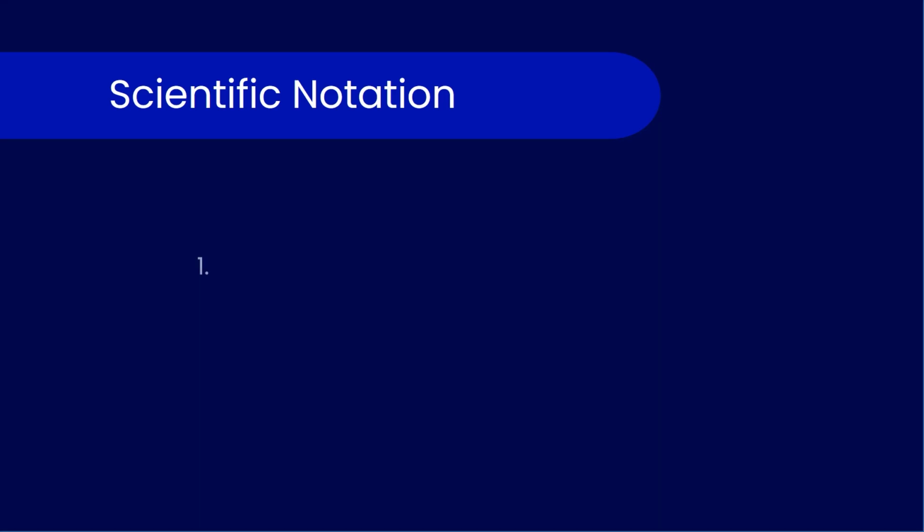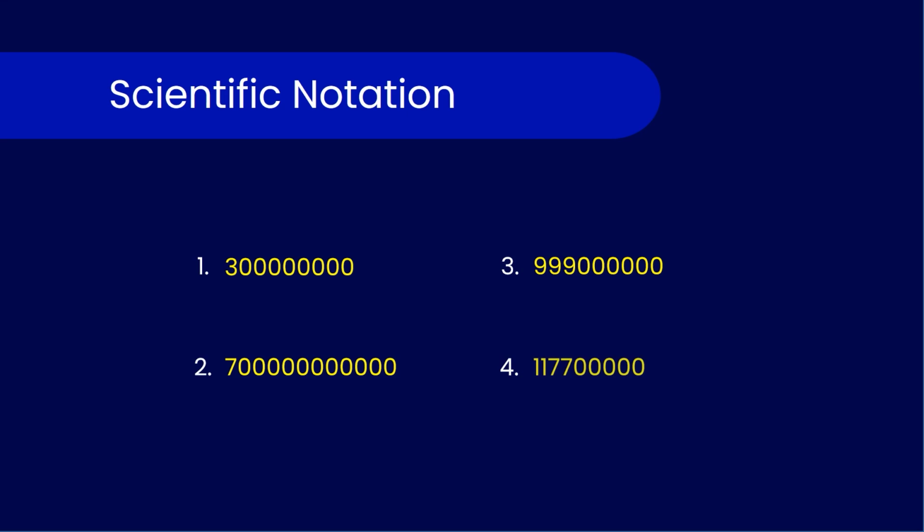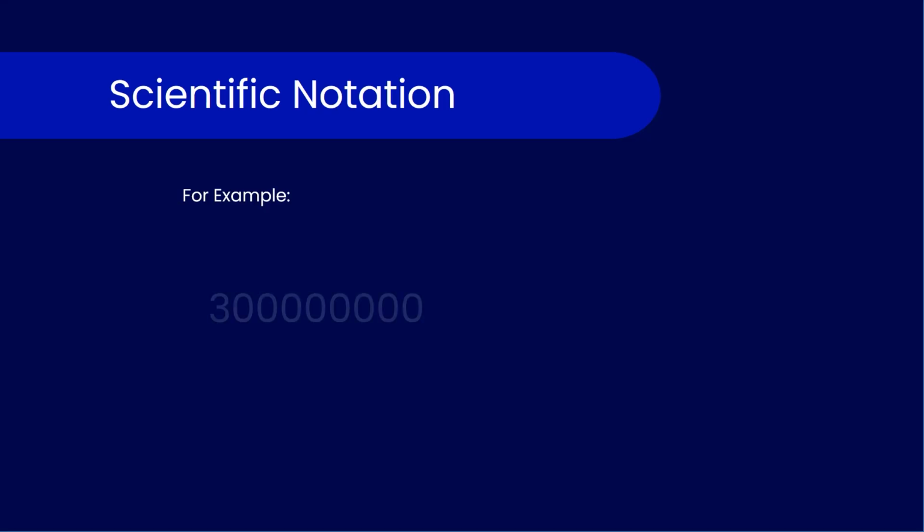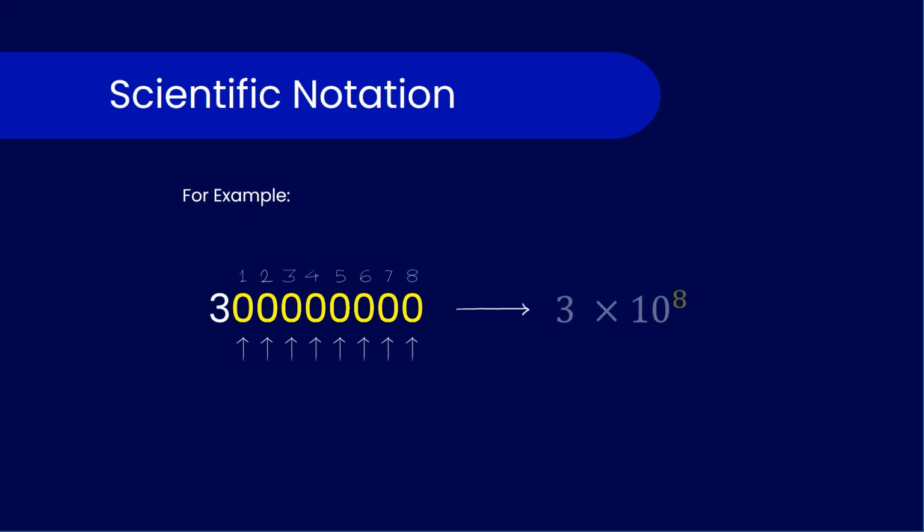Sometimes in science, numbers become very large and difficult to write, so scientists use scientific notation to write them in a shorter form. For example, in this number, we move the decimal point 8 places to the left, so 300 million can be written as 3 into 10 raised to the power 8. This makes calculations much easier and faster.